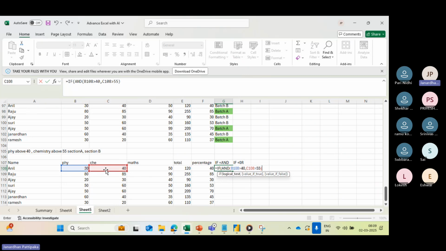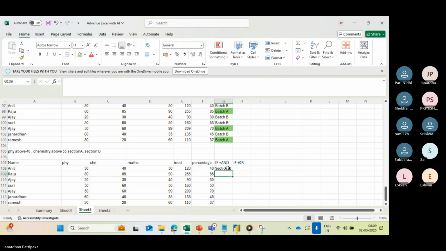Mention the comma. Right. If this condition is met, what do I need to get? I need to move it to section A. So double quotation, Section A. Otherwise, I need to move to section B, double quotation, section B. I used the IF along with AND. Now I click on enter.